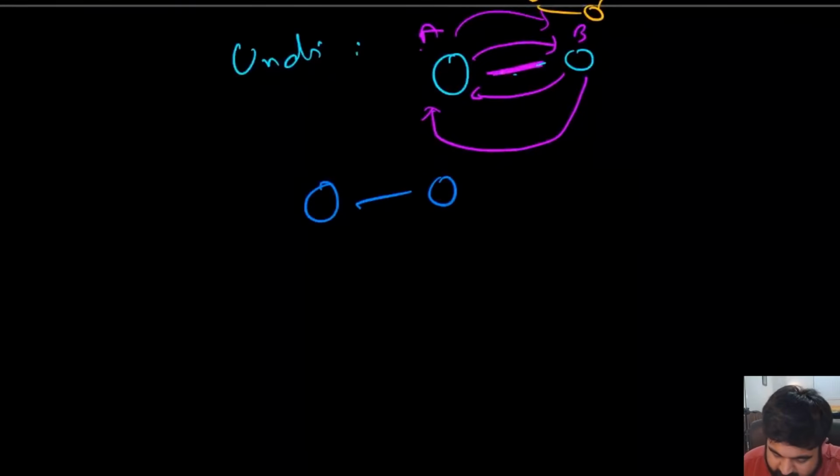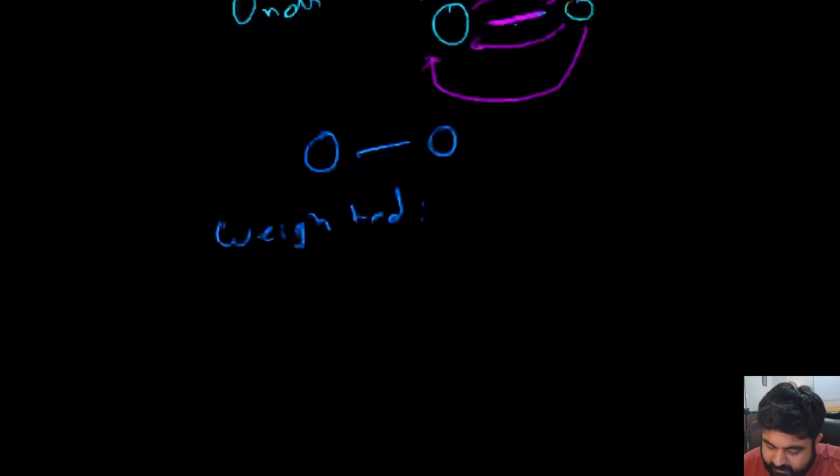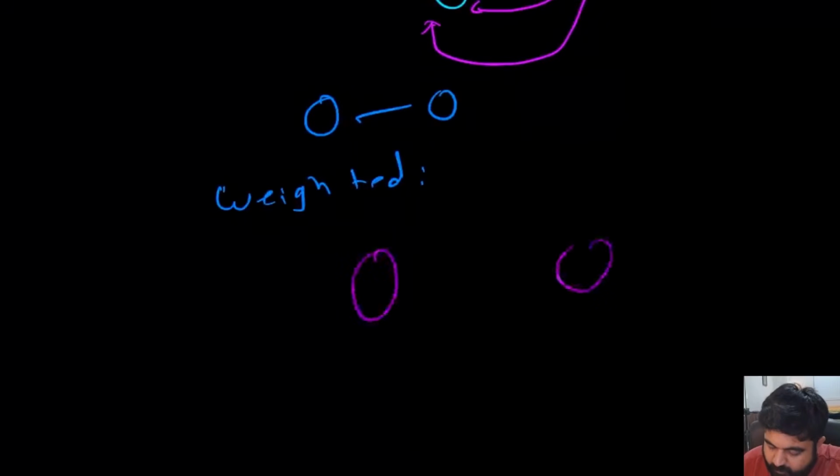Now there is also a concept of weighted graph. And what does a weighted graph mean? Let's say that you have different nodes, and different nodes have different connections, and different connections have edges, so edges carry weight as well.